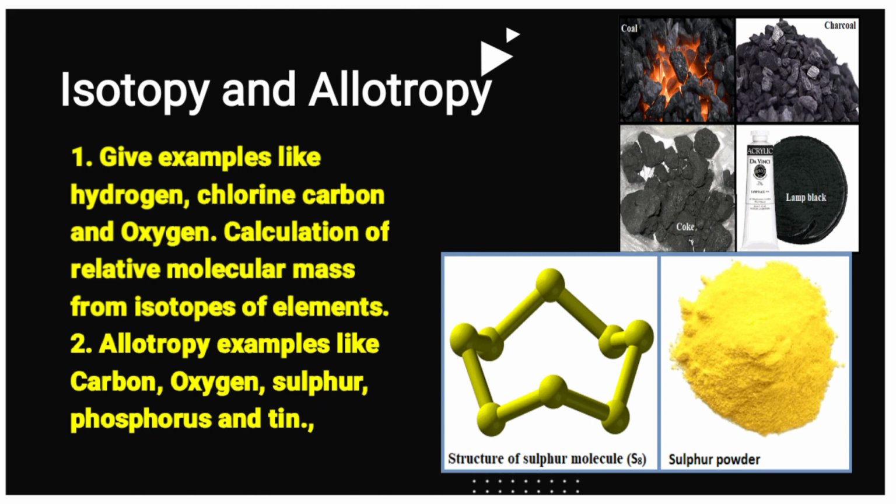You also need to be able to know what allotropy is and give examples. Allotropy is the existence of elements in the same physical state but having different forms. So examples are carbon, oxygen. Now look at a game here. In isotopy, I have carbon, I have oxygen. In allotropy, I also have carbon, I have oxygen. So it is easier for you to connect them. Other ones are sulfur, phosphorus, and tin.